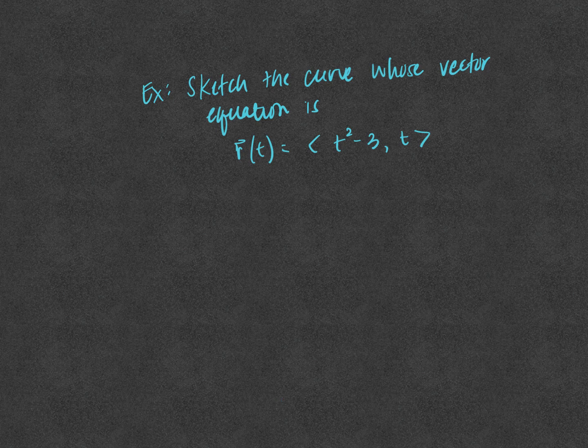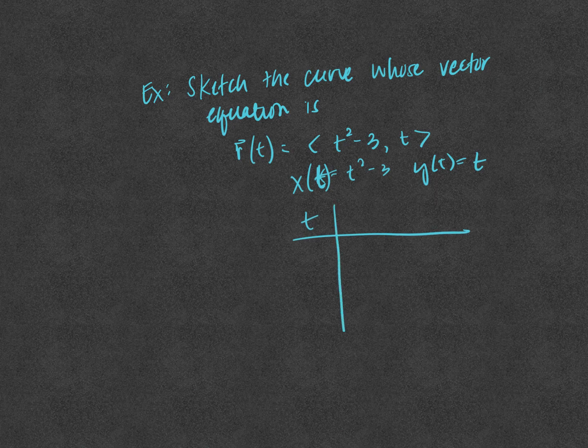This problem right here says to sketch a curve whose vector equation is the following. And it's in 2 space, so that's nice and pretty. In order to sketch a curve, this is a parametric curve. Remember that x equals t squared minus 3. We could get technical and call it x of t equals t squared minus 3, and then y of t equals t. So that's our parametric equation. Just like we did back when we learned parametric equations, here we have t squared minus 3, which is our x, and t, which is our y. And we need to pick t values.